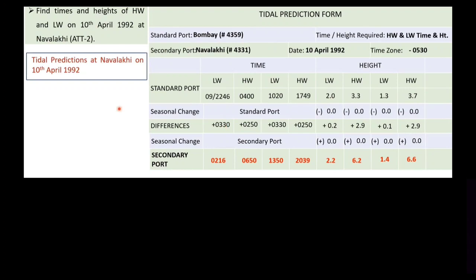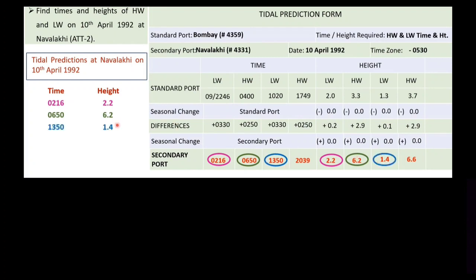We can tabulate them here. The tidal predictions for Navalaki on 10th April. At 02:16, we shall have a low water of 2.2 meters. At 0650, we shall have a high water of 6.2 meters. Then at 1350, we shall have a low water of 1.4 meters. We tabulate it here. And lastly, at 2039, we shall have a high water of 6.6 meters, which gets tabulated here. So these are the times and heights of tides at Navalaki on 10th April 1992.